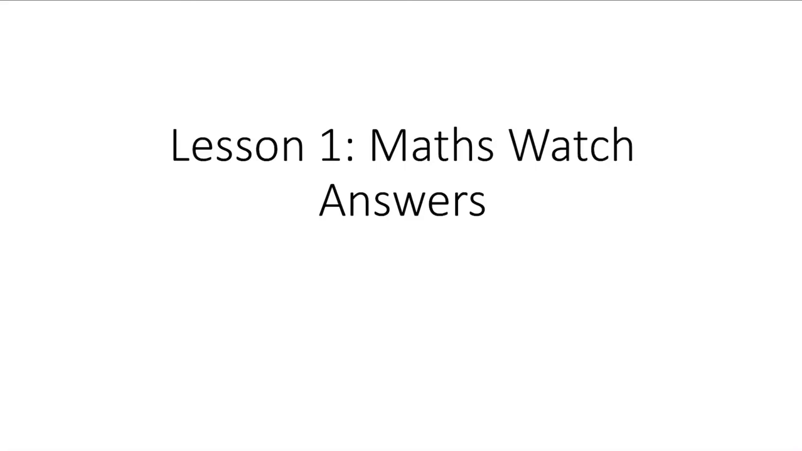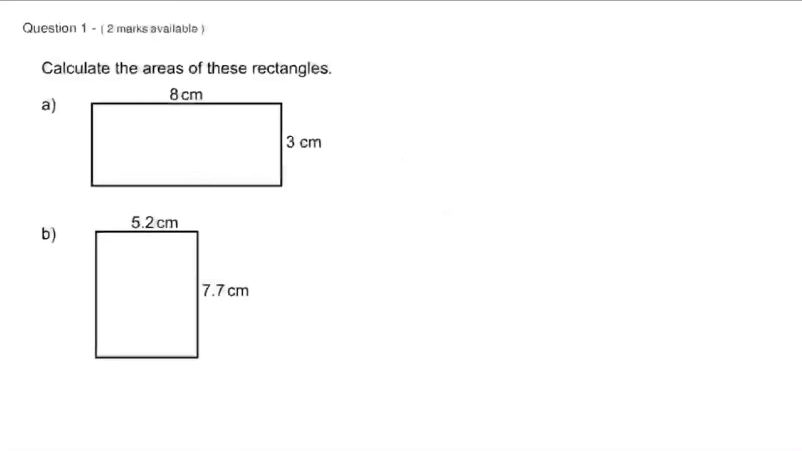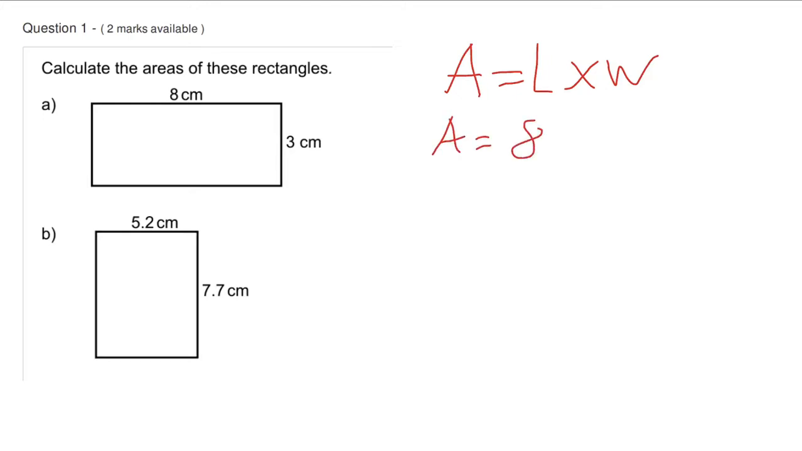Going through the answers to the math questions that you were set. Question 1 has asked us to find the area of the rectangle. So starting with part A, we need to first write out the equation to find the area of a rectangle, and that is area equals length times width. So area is equal to 8 times 3, which is equal to 24 centimeters squared.